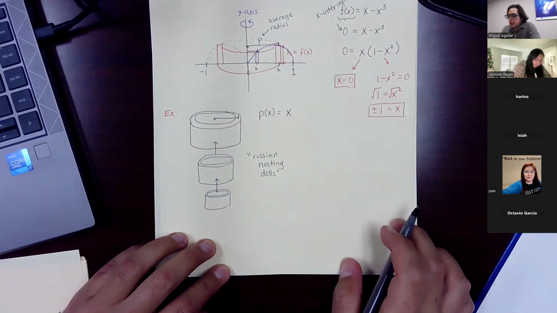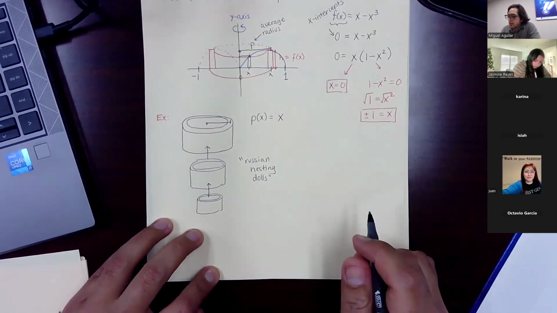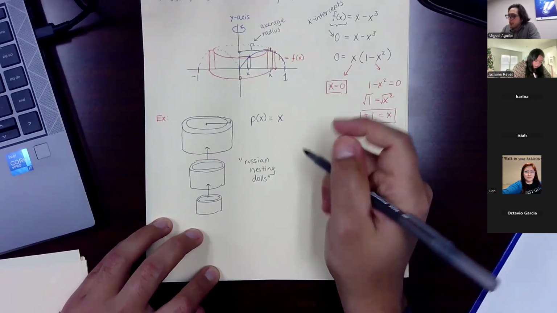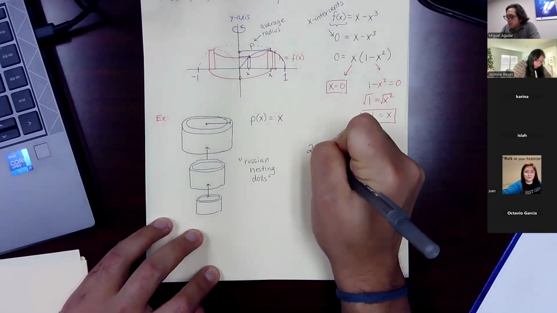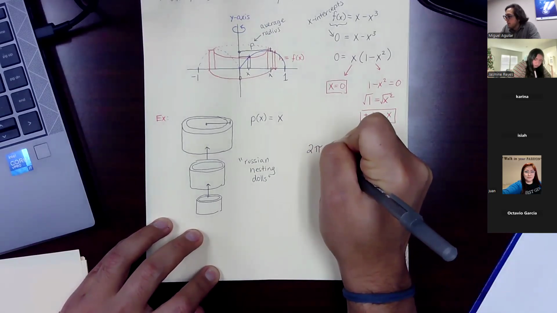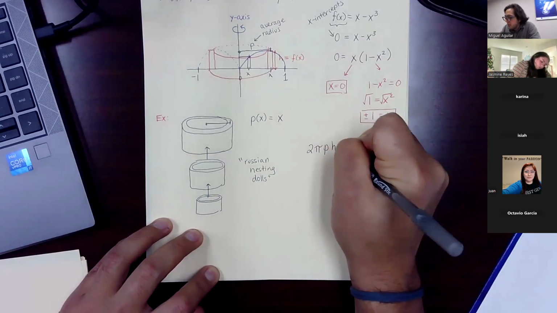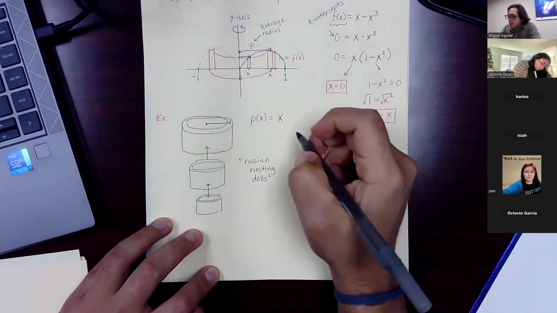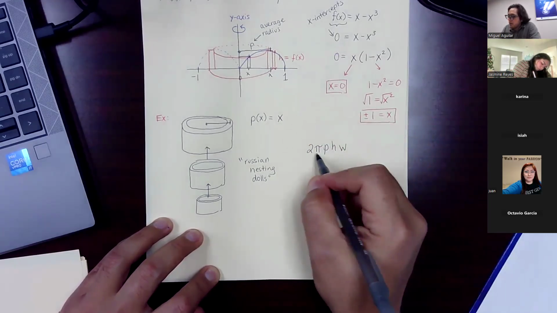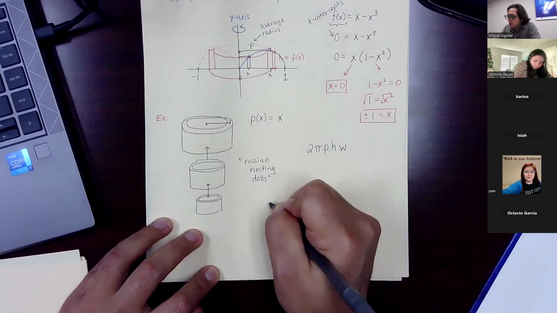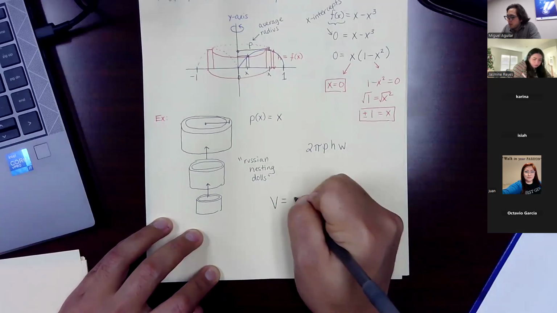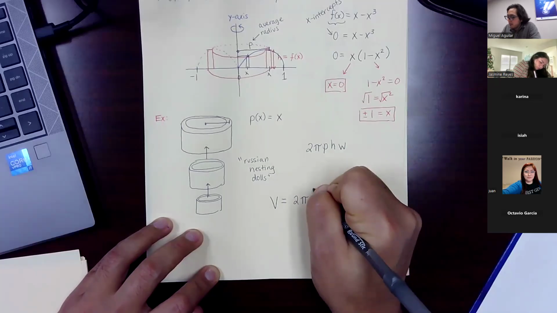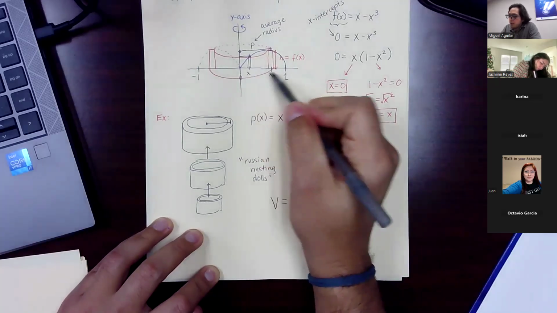That's going to take some practice, but now we can think about our geometric formula, right? We have this 2 pi, was it p h w, and we're going to think about transforming this into our integral for volume. So the volume is going to be 2 pi times the integral from 0 to 1.